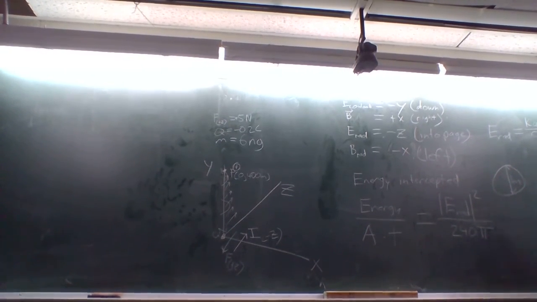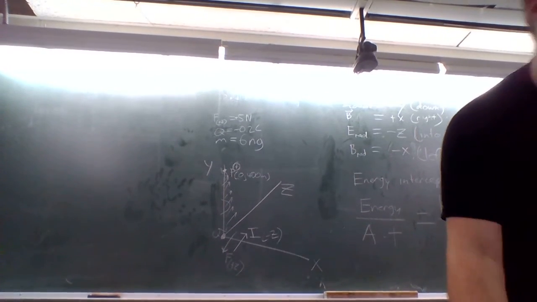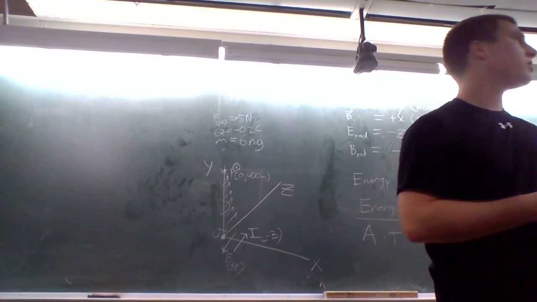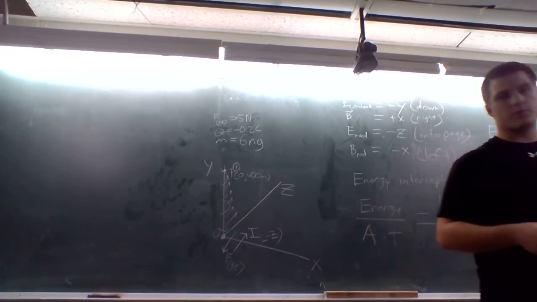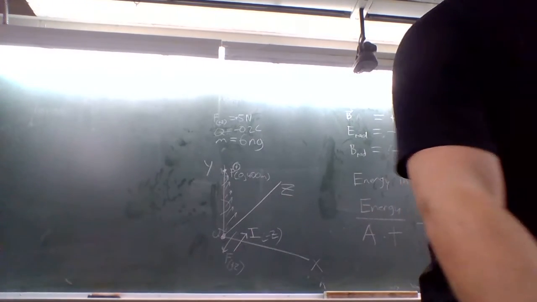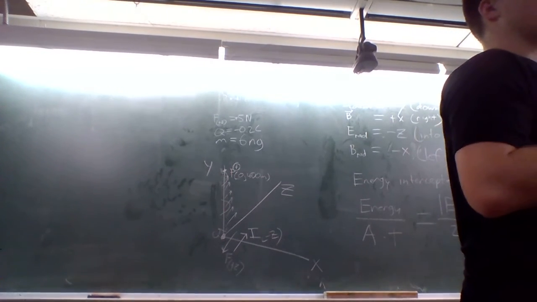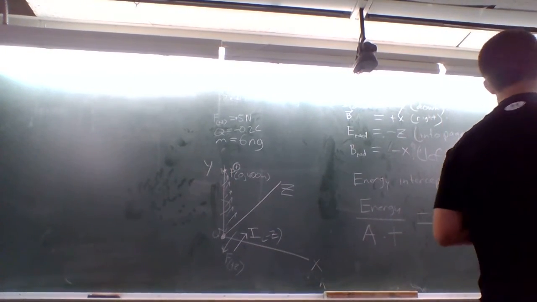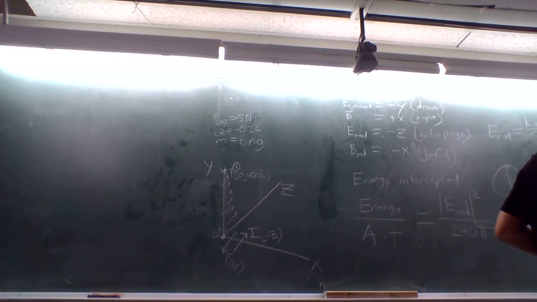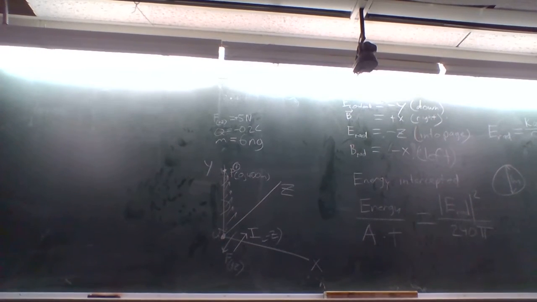Okay, so is it R squared or R? It's just R. R squared is only for force. So everyone wants to do that. And what's the value of c? 3 times 10 to the 8. And then the value of K. 9 times 10 to the 9. Perfect.